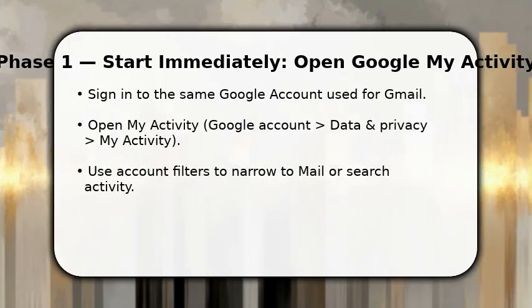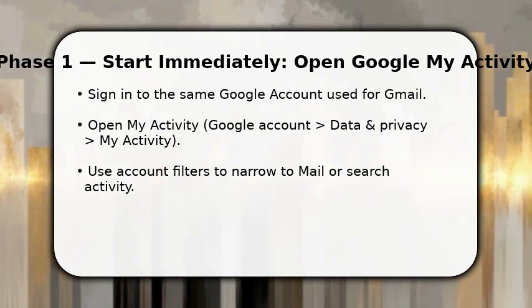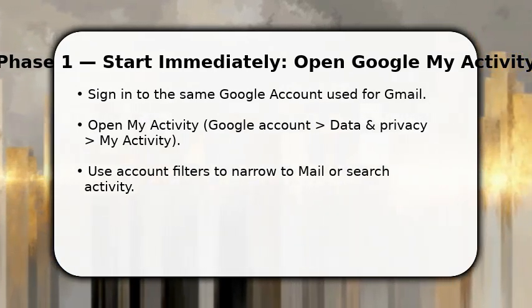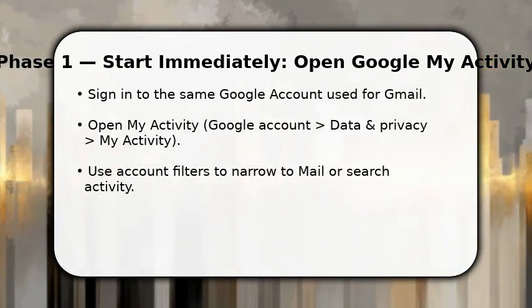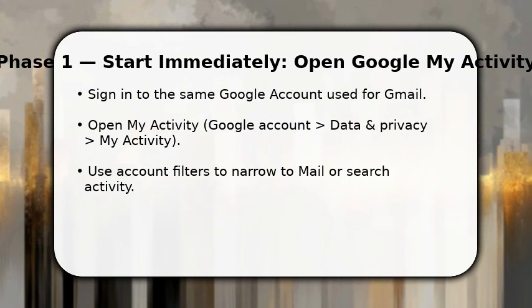You must sign into the Google account used for Gmail, so start there. Once signed in, open Google My Activity from Data and Privacy. This is where Google stores search and app interactions.